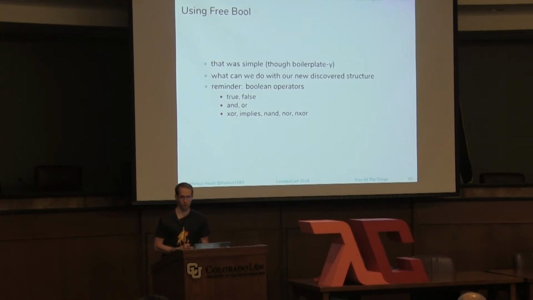OK, so we have free bool. That was simple. But what can we actually do with our discovered structure? And a quick reminder, you can use basically any Boolean operators, whether they are derived or not. So you can use true, false, and, or. You can also use the XOR, implies, NAND, whatever you can derive from those basic operations.